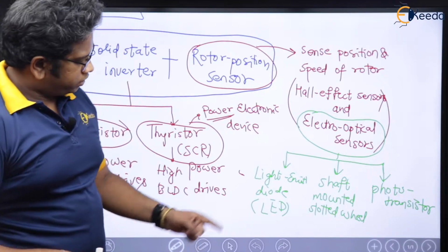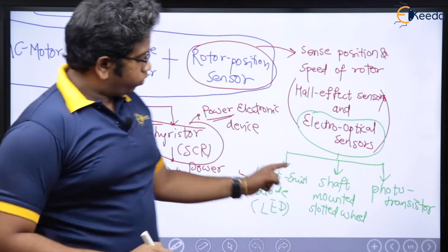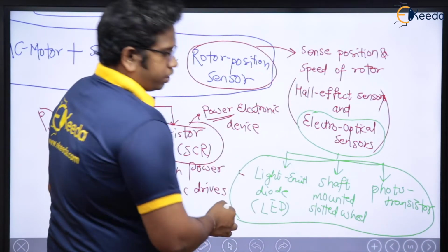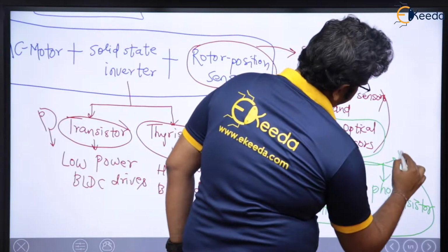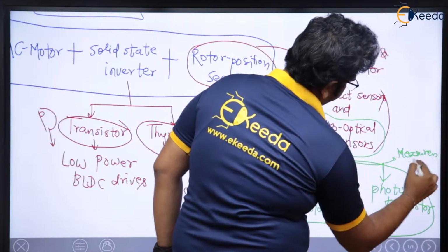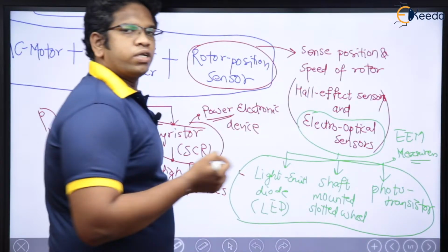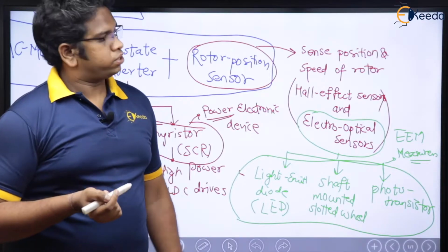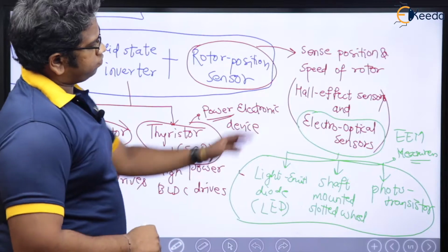If you think of these things, this LED, shaft mounted slotted wheel, etc., those things will basically be taught, or you must have already learnt about them in a subject called measurements, or EEM as we say, electrical and electronic measurements and sensors. There you may have seen those transducers and all stuff like that, right? Anyway, this is the whole structure.